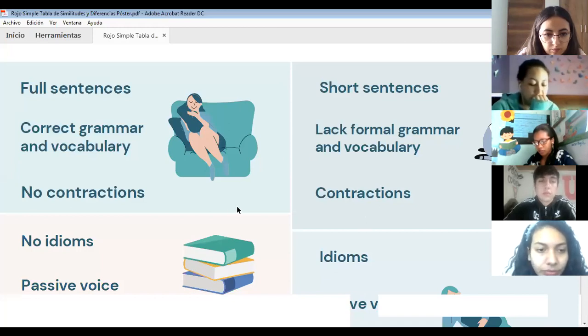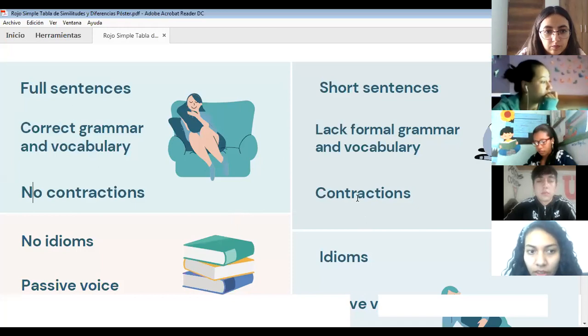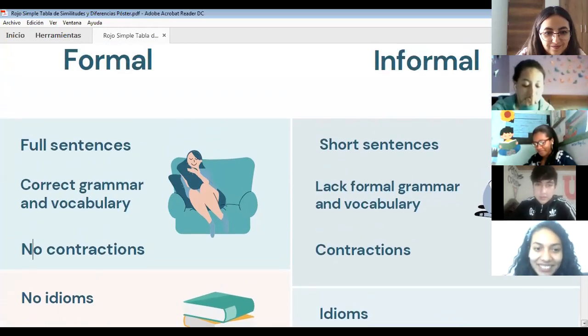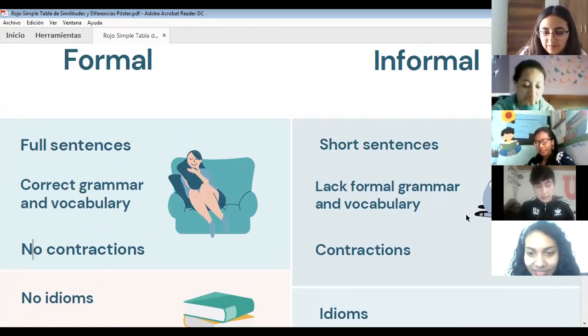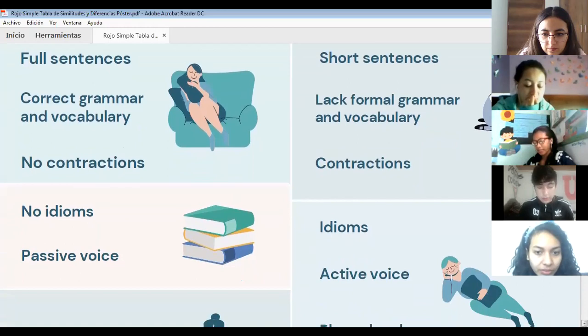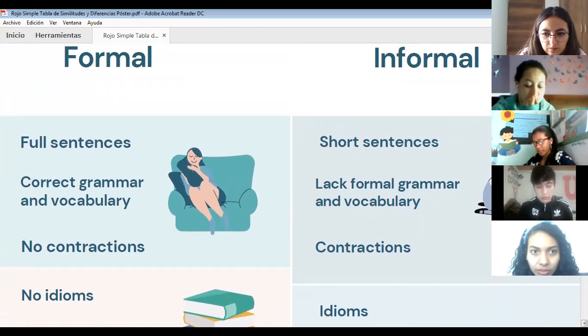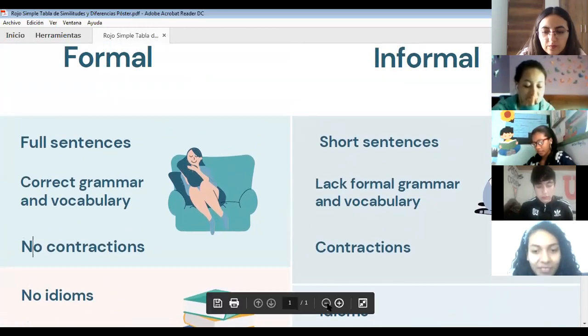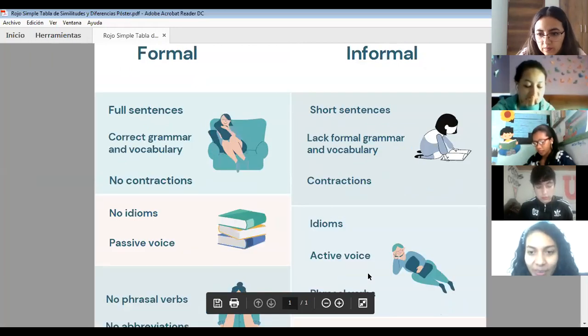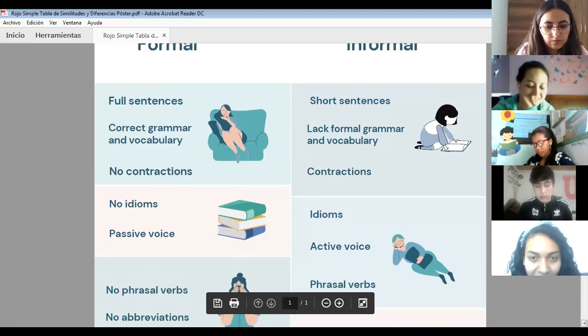No contractions in formal and contractions in informal. It was the other way around. Formal, no contractions, and informal, contractions. Exactly. Which are the contractions, Raúl? Do you know which they are? Like can't, for cannot. Perfect job. That's it. Thank you. Now, Estefania, hey girl, help me with the next, please.